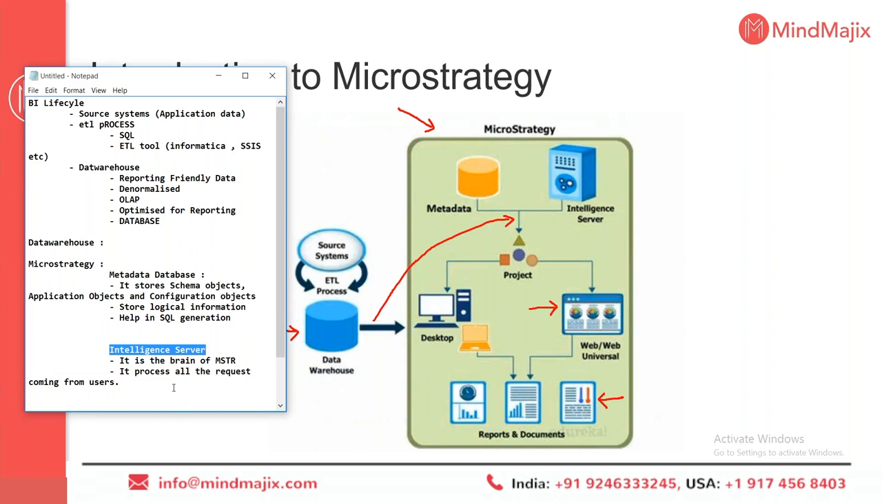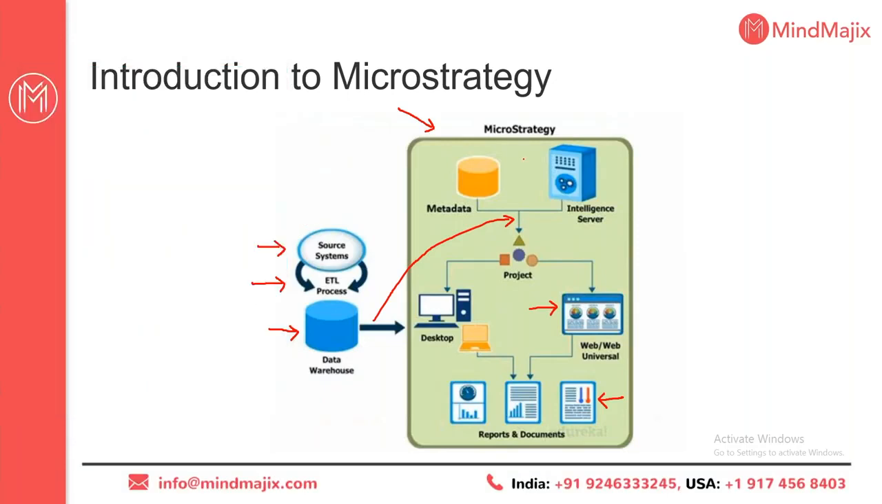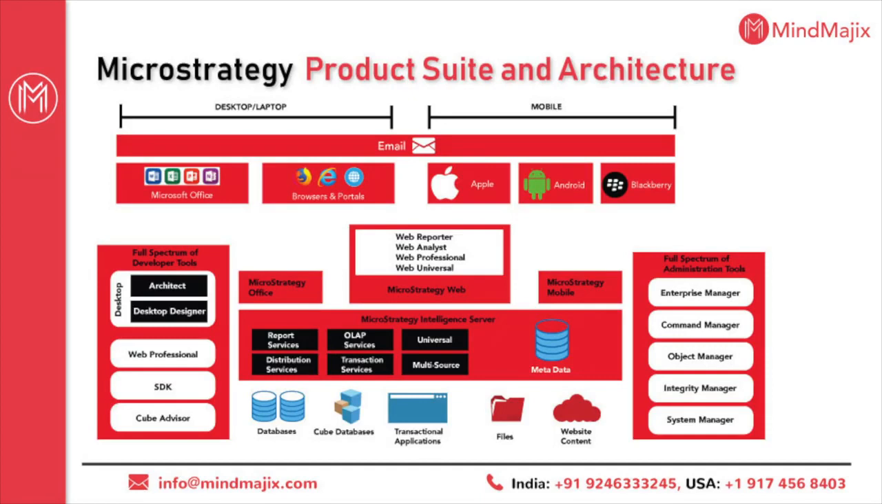Okay, so this is the main architecture of MicroStrategy. We will learn more about all these components in detail in upcoming topics. But right now, to get started, we need to understand that MicroStrategy is a reporting tool which has two components, metadata and iServer, which connects to our databases or data sources and generates reports for us. We will work in this metadata and intelligence server environment as developers to develop these schema objects, application objects, and configuration objects.